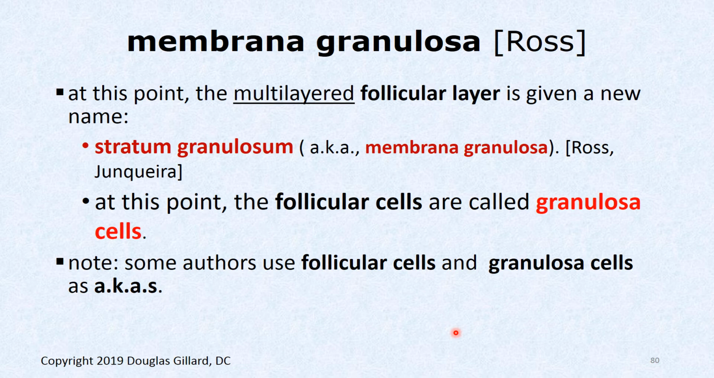So at this point, we have a multi-layered follicular layer. Once you get a multi-layer of those cuboidal cells in there, you call that layer something else. You don't really call it follicular layer anymore. That's usually for one layer, maybe two layers. Once you get five, six layers in there, there's a name change. You call that the membrana granulosa. What is it? It's just a bunch of follicular layers that have been building up.